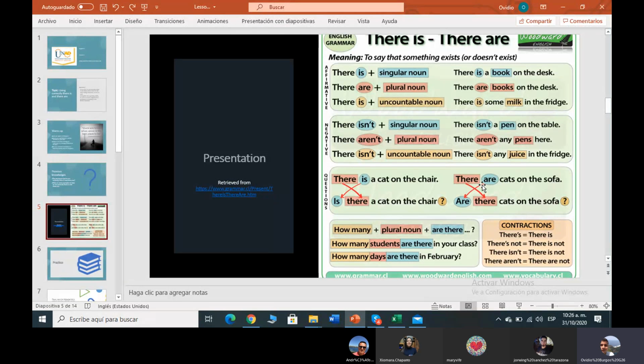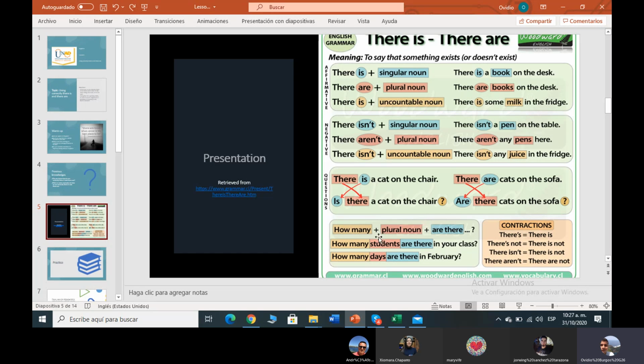Okay. With the plural, the same happens. For example, in an affirmative way, there are cats on the sofa. In an interrogative way, are there cats on the sofa? Okay, are there cats on the sofa?